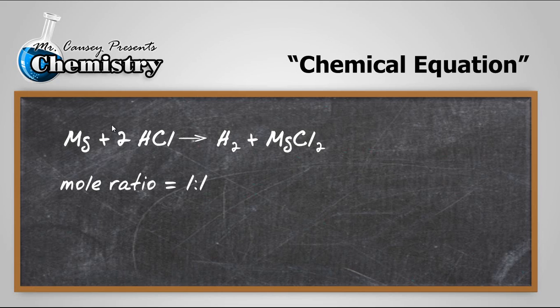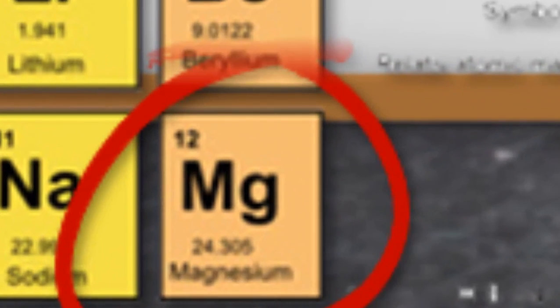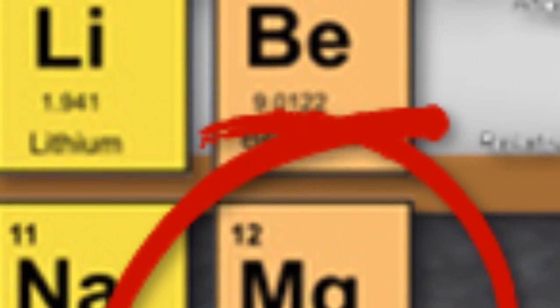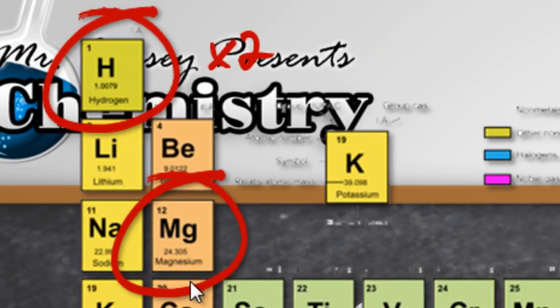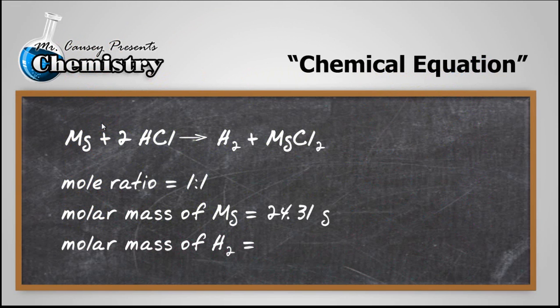And then our molar mass of magnesium, well, let's go to the periodic table, and you'll see that the molar mass of magnesium is about 24.31, and that the molar mass of hydrogen is going to be about 1.01, but we have 2 hydrogen atoms in that molecule, so it's going to be times 2. And so our values are going to be 24.31 grams and 2.02 grams. Now, with all that information, let's set up the problem.